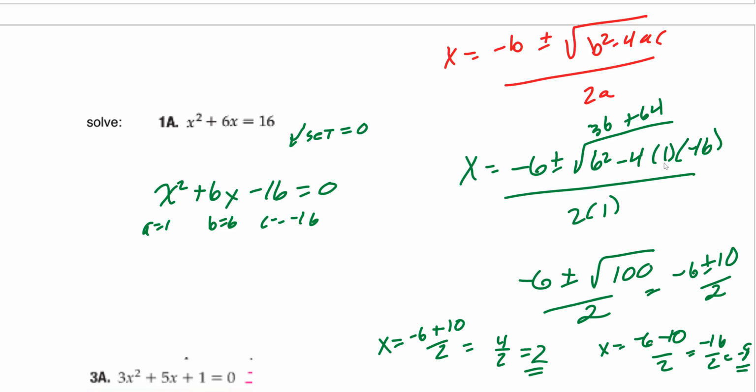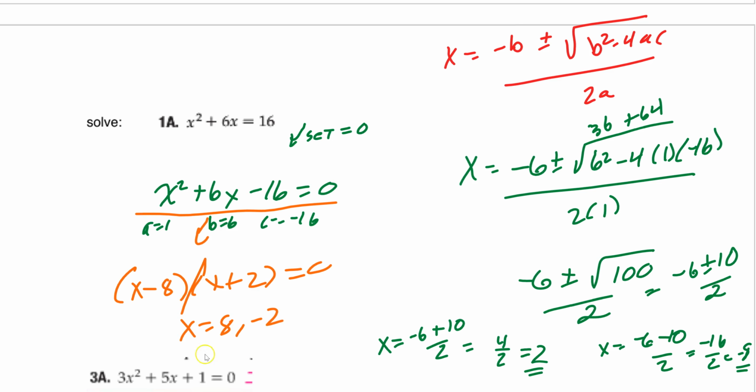Again, quadratic formula always works. It's not the fastest way though. If you notice this, the fastest way would have been just to factor. Two things that multiply to get 6 and add to get 8, or x minus 8, x plus 2 equals 0. Split it, x equals 8 and negative 2.